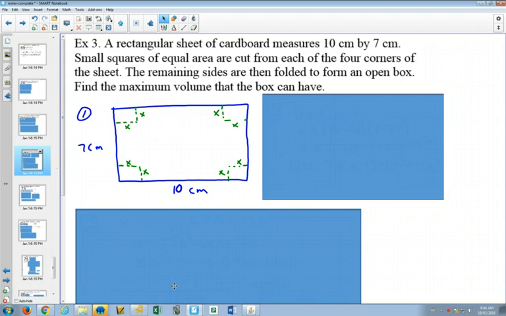So here is a diagram that can help you visualize. Imagine your sheet of cardboard, and then you would have to cut out squares in the corners, and they want to be equal sides, so they'll all be x's. And then you can imagine folding along here, and here, and here, and here. And you'd create a box that would be open at the top.